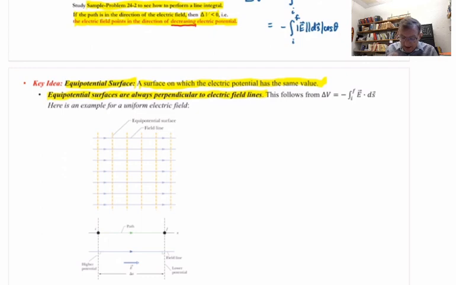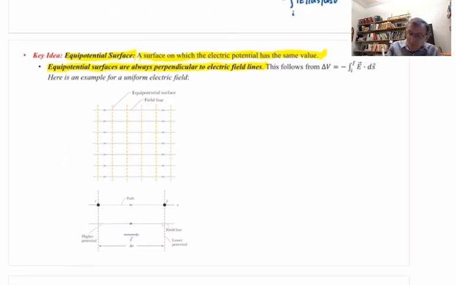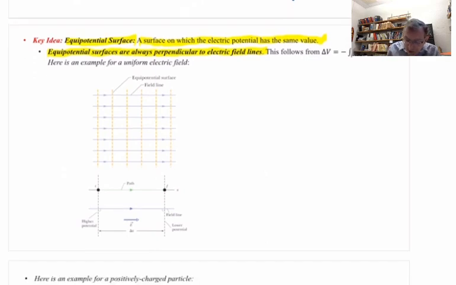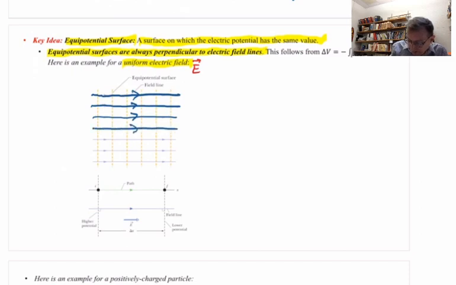Okay? And I want to talk about that in the context of a specific situation. In the case where we have a uniform electric field, E. Uniform means that at every point in a region of space, it has the same magnitude and the same direction. And this uniform electric field is represented by a series of equally spaced electric field lines, all pointing from left to right, and equally spaced, like that.